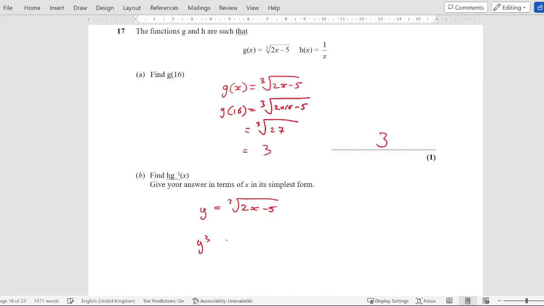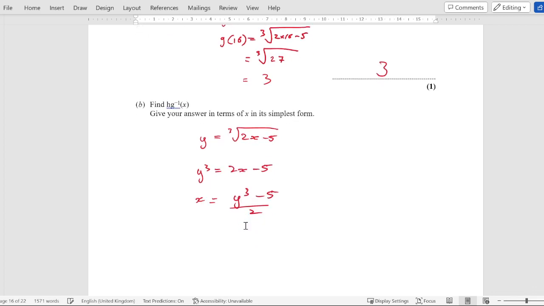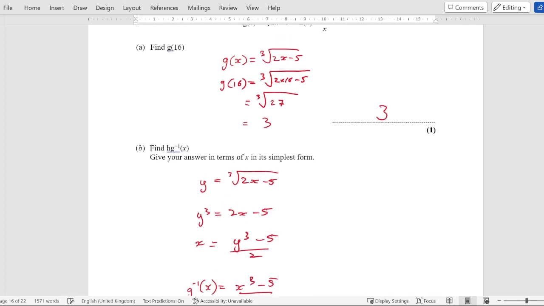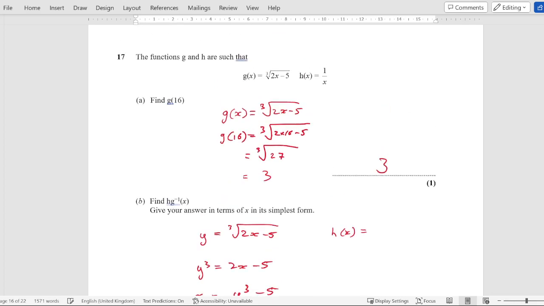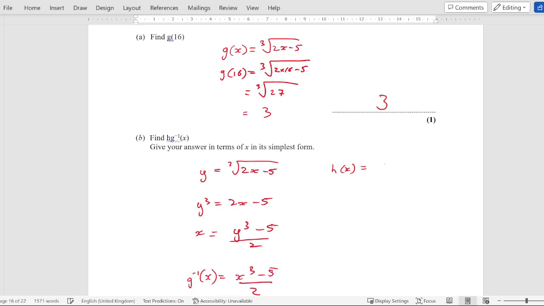So y cubed is going to be equal to 2x minus 5. So x is going to be equal to y cubed minus 5, divided by 2. And then, for that to be the inverse, g to the minus 1 of x is equal to x cubed minus 5, divided by 2. Now I need to put this value in for x into h. So let's just write h again. So h of x is equal to 1 over x.